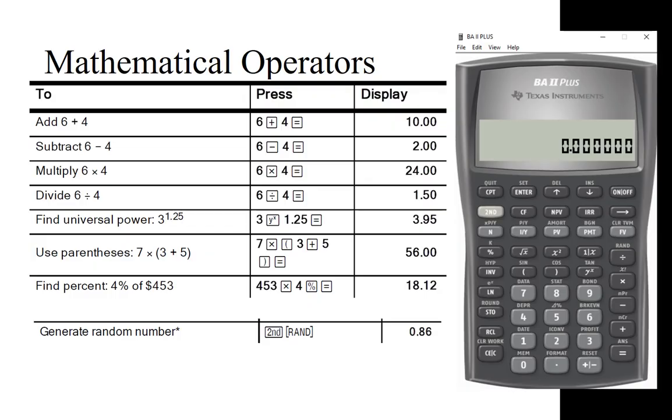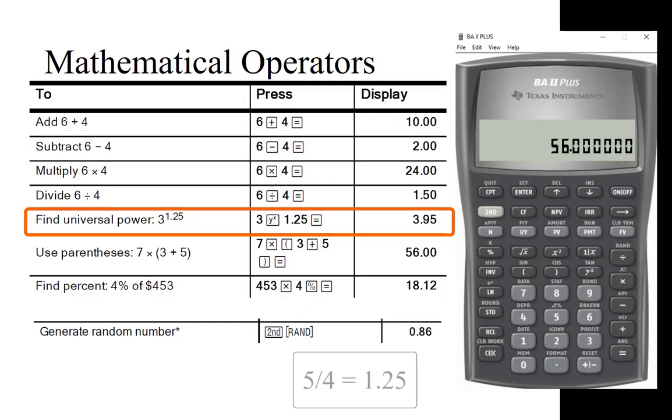Another thing we can do is use parentheses to our advantage. And so here we have the example of 7 times the quantity of 3 plus 5. And so we could simply type in 7 times, we hit our left parenthesis, 3 plus 5. And when we hit this close parenthesis, we'll notice that it'll give us the amount of 3 plus 5. And then if we hit equals, it's going to be 7 times 8, and that is, of course, 56.